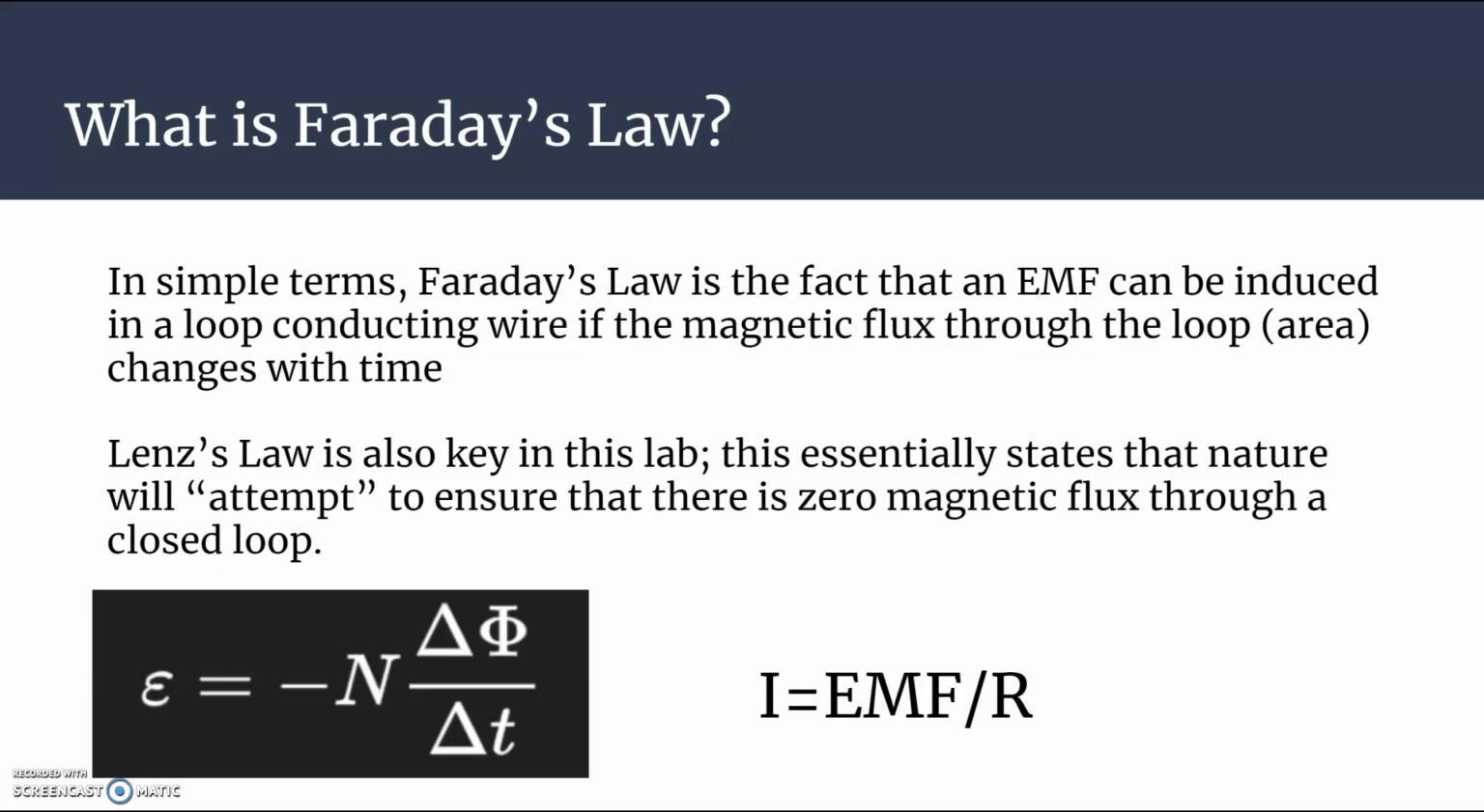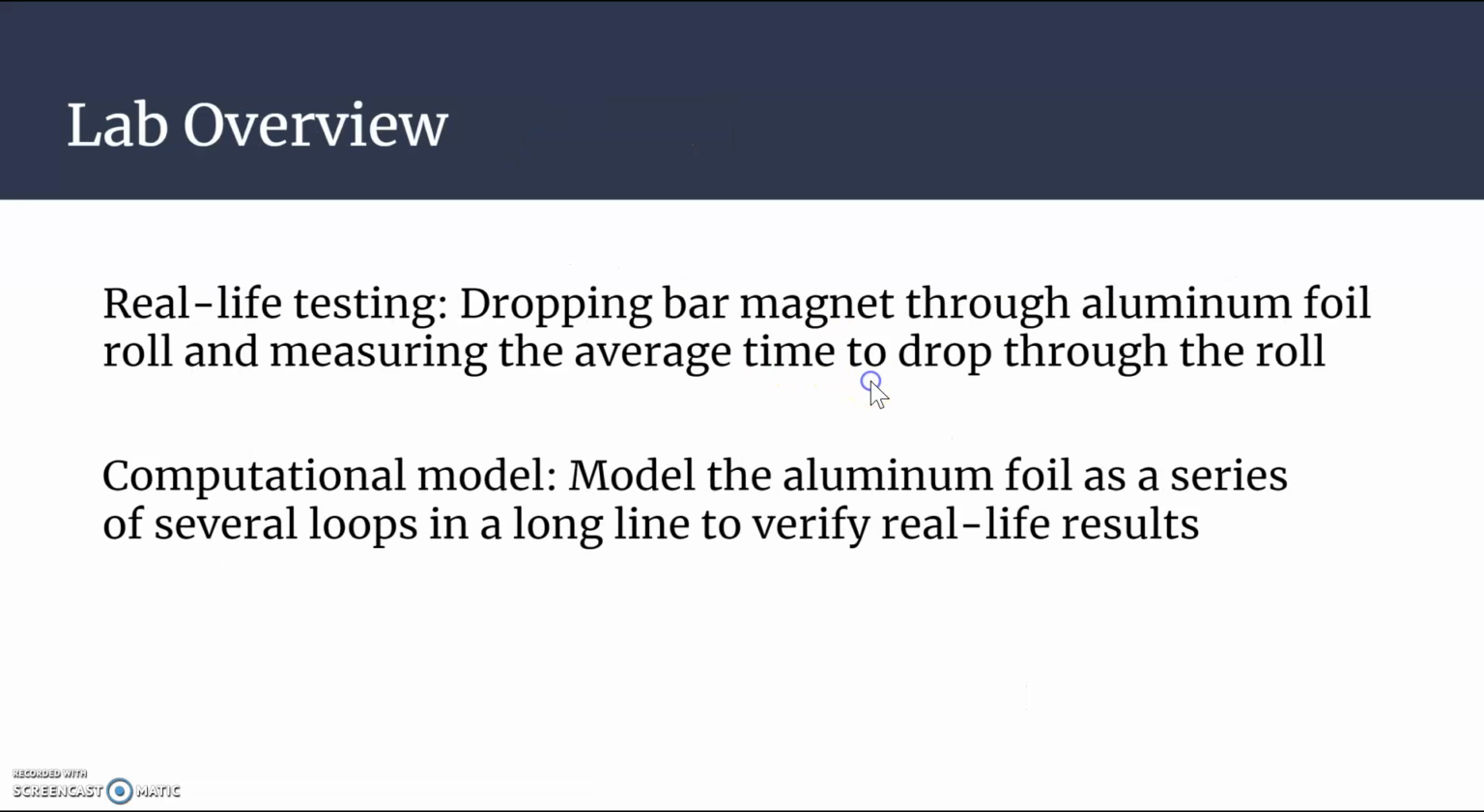Lenz's law was also key in this lab, and it essentially states that nature will attempt to ensure that there is zero magnetic flux through a closed loop. That is why a current is induced with a magnetic field pointing in the opposite direction.